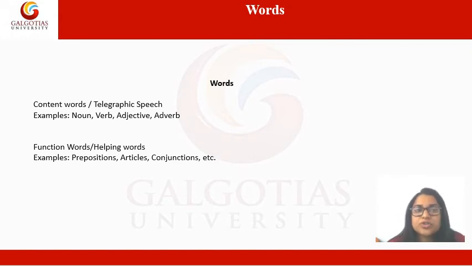Words can also be classified by simple and complex. Words can be simple, complex, compound, and compound complex. A simple word means the word cannot be broken any further. For example, cat. You cannot break the word cat into multiple meanings.